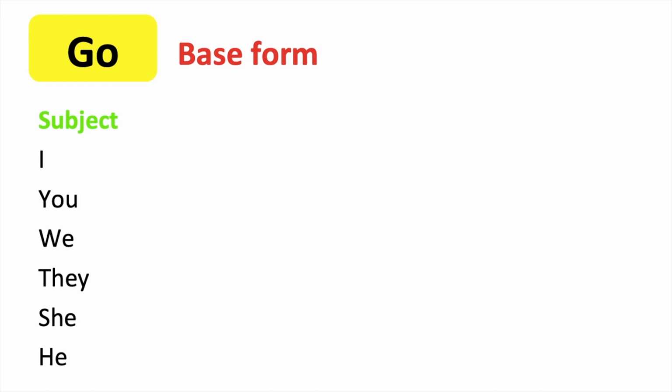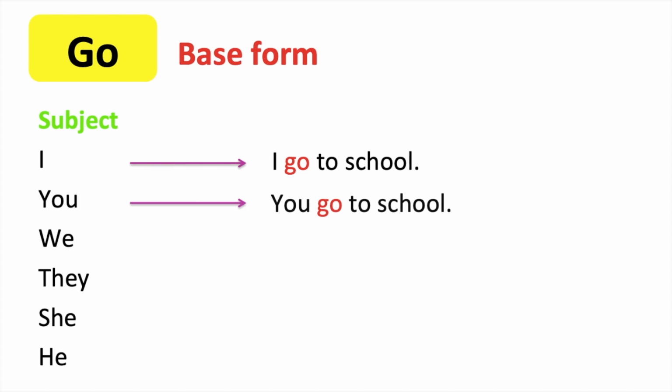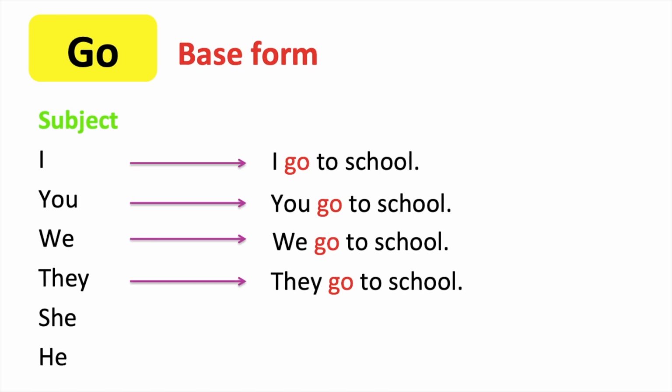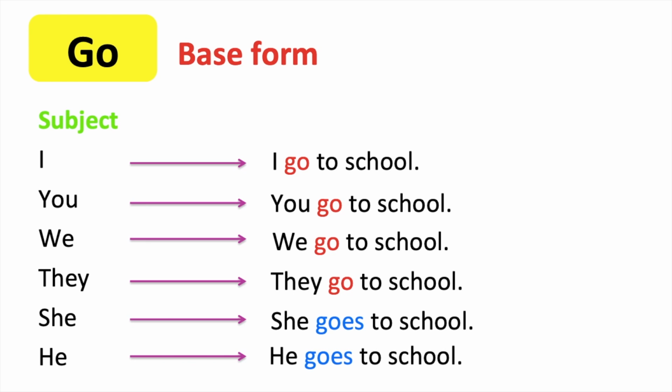So here I have all of the subjects: I, you, we, they, she, he. Now let's go through examples using the verb go. I go to school. You go to school. We go to school. They go to school. She goes to school. He goes to school. As you can see, for subjects she and he, we use the form goes.